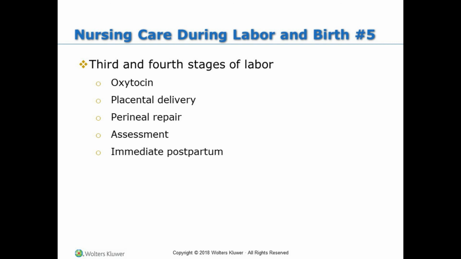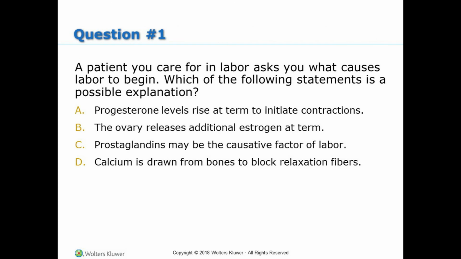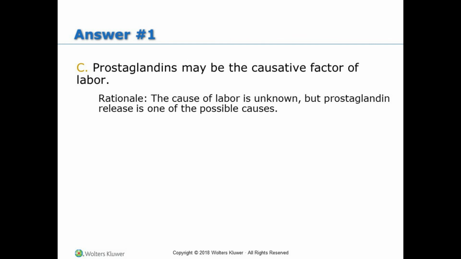Assessment, immediate postpartum. Question: a patient you care for in labor asks you what causes labor to begin. Which of the following statements is a possible explanation? A, progesterone levels rise at term to initiate contractions. B, the ovary releases additional estrogen at term. C, prostaglandins may be the causative factor of labor. D, calcium is drawn from bones to block relaxation fibers. Answer C. Rationale: the cause of labor is unknown, but prostaglandin release is one of the possible causes.